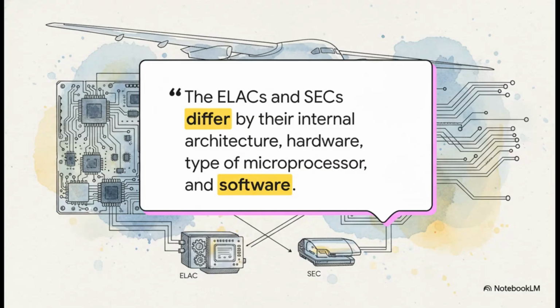Now, this is the really brilliant part. It's not just that there are backups, it's that the backups are different. This idea is called dissimilarity. The ELACs and SECs are built on purpose with different hardware, different processors, and different software. Why? To prevent some single hidden bug from taking out the whole system. It's an incredible layer of protection.